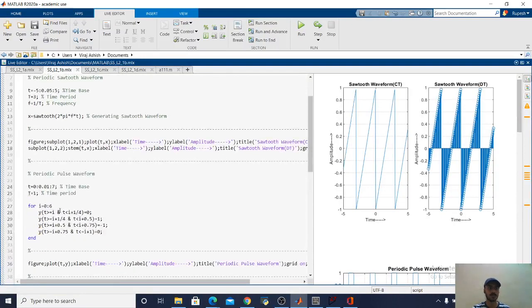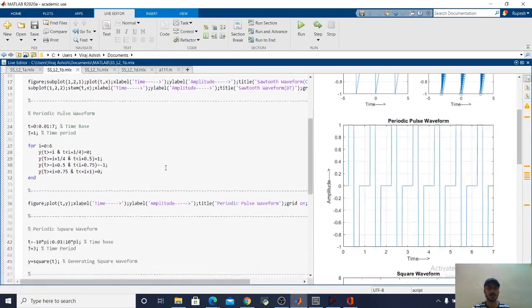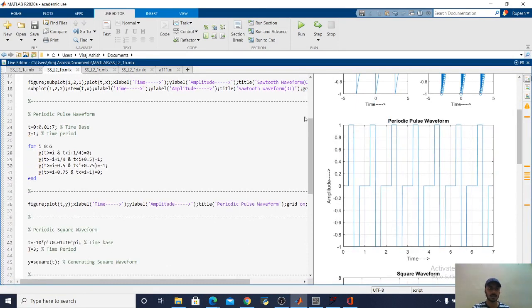Next one is the periodic pulse waveform. Here the pulse width is T by 4 and the time period is 1 second. You can see its code and corresponding graph. That is the periodic pulse function. Sometimes it is 0 and again 1, and minus 1 and again 0. That is the increment and decrement in its amplitude.